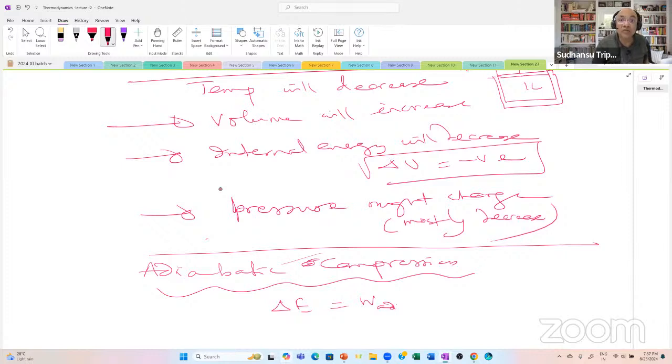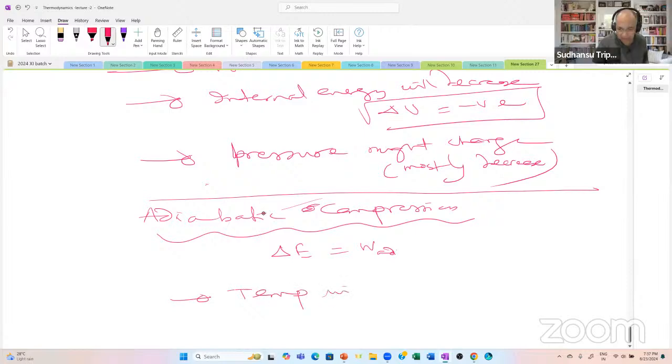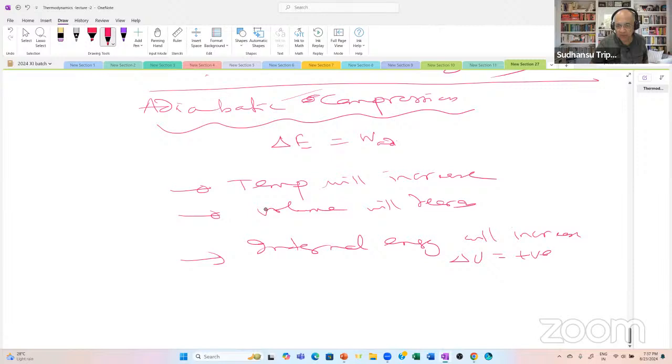अच्छा, अगर internal energy बढ़ जाता है तो क्या होता है? Sir, temperature will increase. There is also a heating effect. Volume will decrease. Definitely internal energy will increase. Del U will be positive, no doubt. And of course, pressure might change. Pressure will usually increase, because it will be heated up and the kinetic energy will be more, space will be less, definitely force will be more per unit area, the surface area is less, so usually it increases.